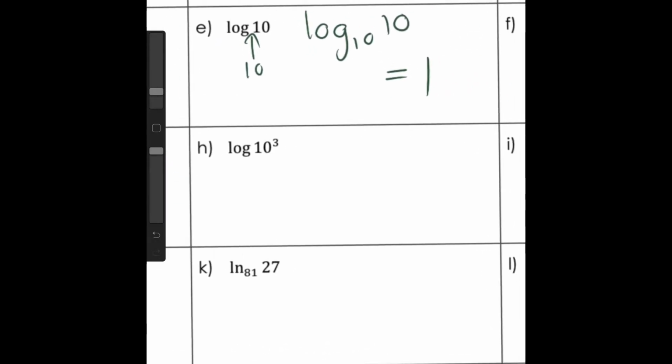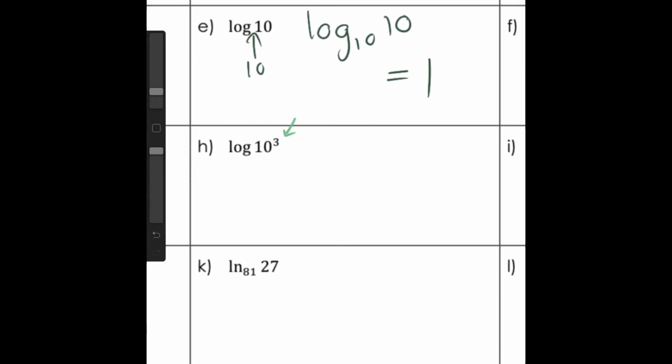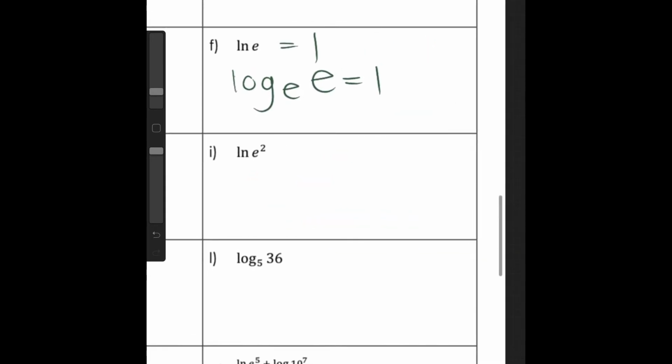Now we're going to try the power rule again. We have a power, so we can rewrite this as 3 times log of 10. Now log of 10 we just found in this question to be 1. So that's just 3 times 1, which is 3. Once again, the power rule, 2 times ln of e. Well, ln of e is just 1, so that's just 2 times 1, which is 2.